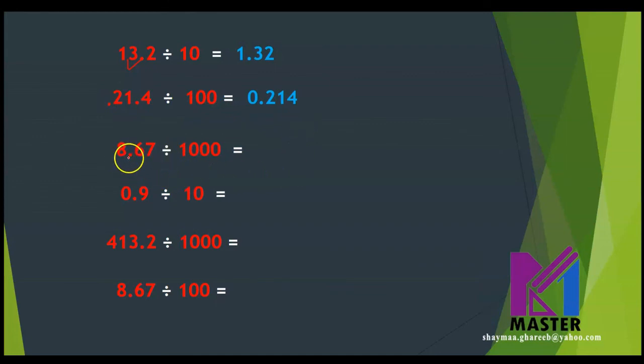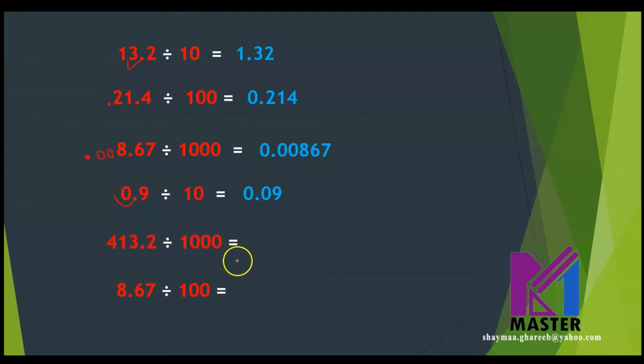Here we divide by 1000. So the decimal point will be moved 3 places. I only have 1 digit, so I will add 2 zeros before the 8. Then I will move the decimal point 3 places, 1, 2, 3, so it will be here. Then the number will be 0.00867. 0.9 divided by 10, I will move the decimal point 1 place to the left, so it will be 0.09.